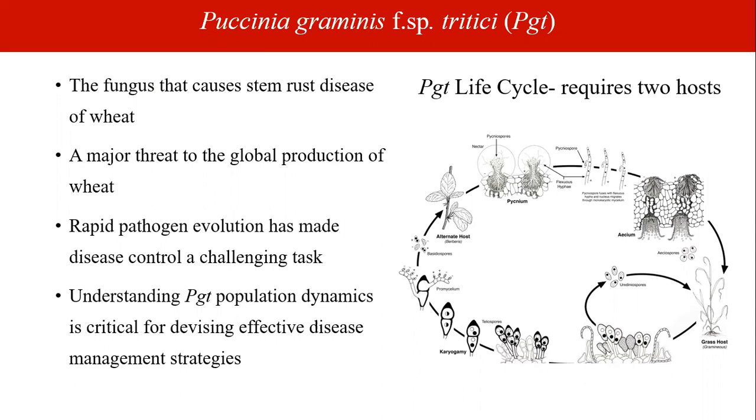PGT requires two hosts to complete its life cycle. New genetic variants of PGT can arise from both sexual and asexual mechanisms. Barberry serves as the initial host where the sexual cycle of the fungus is completed. Spores from barberry can infect the primary host, wheat.